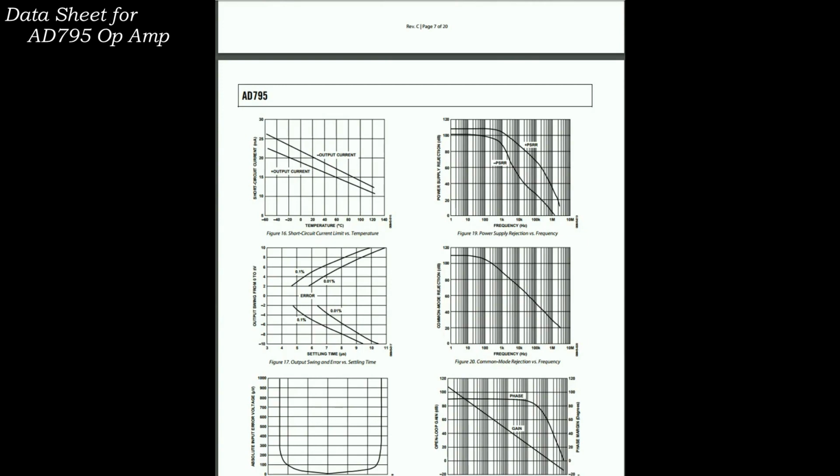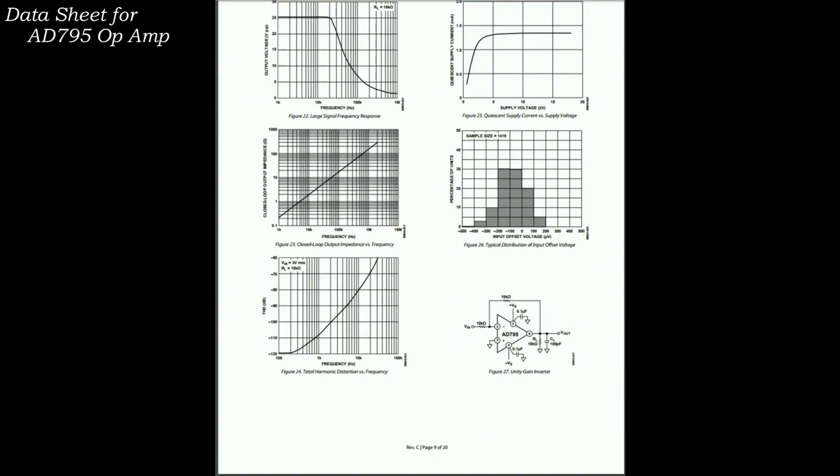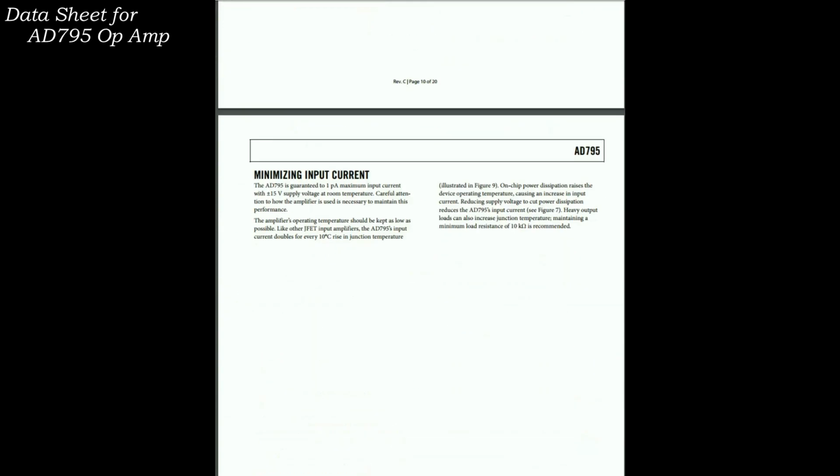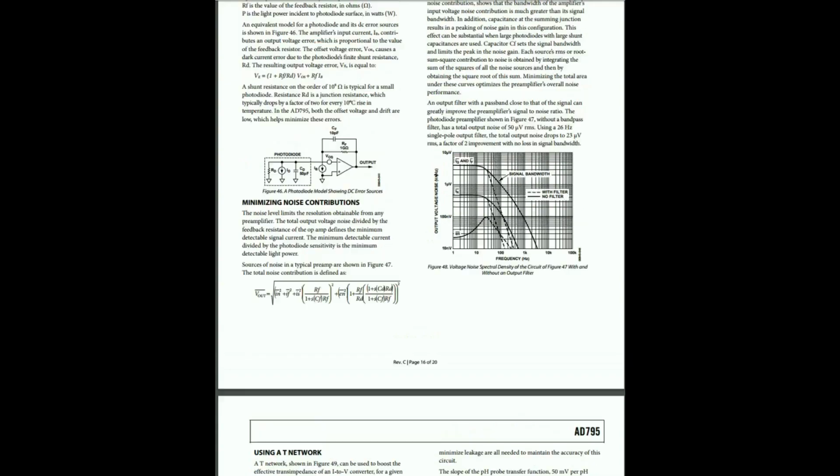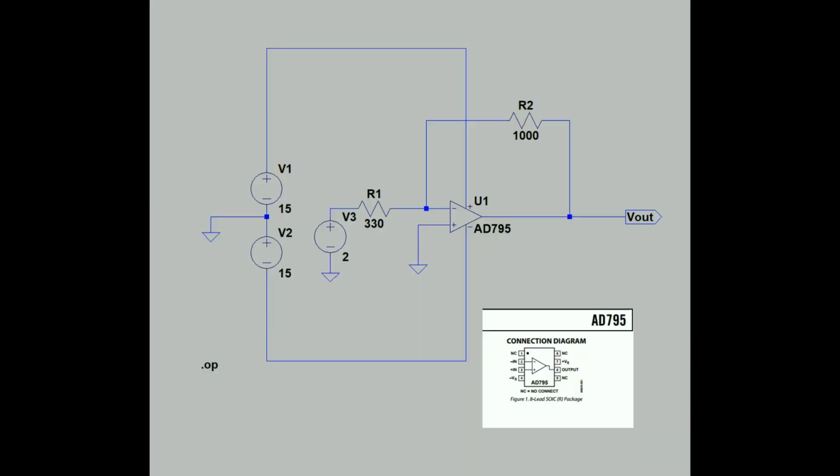This is the datasheet for the AD795. You can pull this up on Google and take a look at it. You'll see many different curves, op-amp configurations, test configurations. You'll see the pinout. We're going to take the pinout here. I'm going to show you quickly how you would connect this on your breadboard.